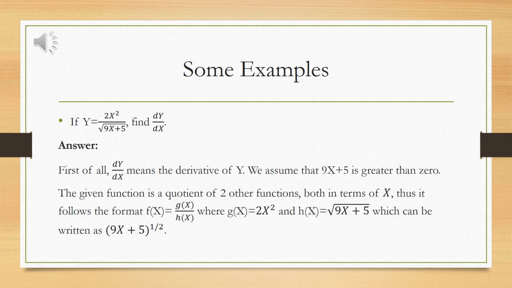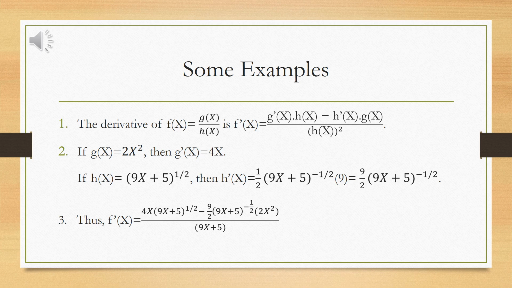Thus, it follows the format f of x equals g of x over h of x, where g of x is 2x squared and h of x is the square root of 9x plus 5, which can be written as 9x plus 5 to the power 1 over 2. The derivative of f of x equals g of x over h of x is f prime of x, which is equal to g prime of x times h of x minus h prime of x times g of x over h of x squared.